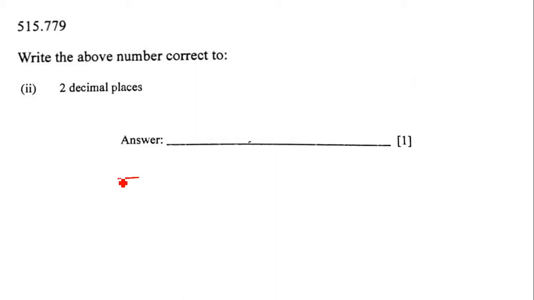Please write this question down, especially for those who just arrived and are trying to figure out what we would be doing. Write down this question for me and send in the working once you're finished. So we have 515.779 and we want to write it correct to two decimal places.